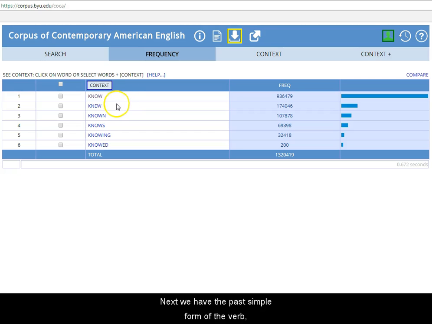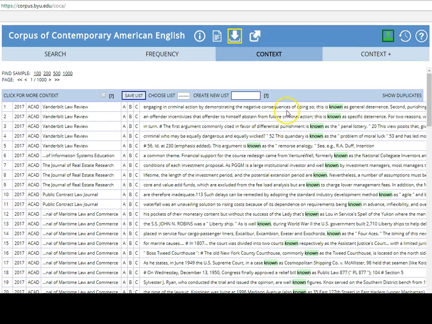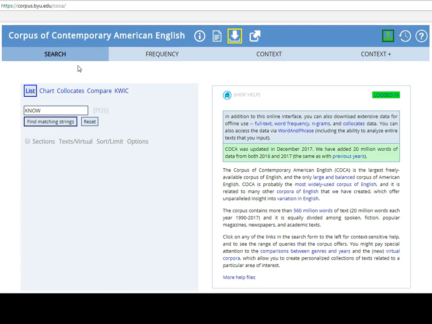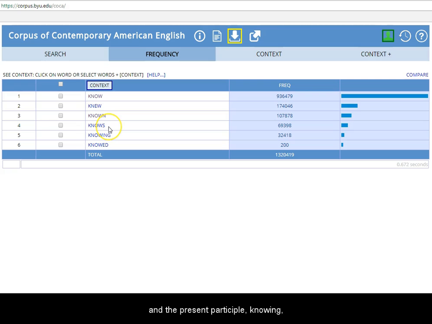Next, we have the past simple form of the verb, knew, followed by the past participle known that may occur in the present or past perfect forms or in a passive voice construction. Then we have knows, the third person singular form, and the present participle knowing, which could occur nominalized as a subject or as part of one of the continuous or progressive forms of the verb.